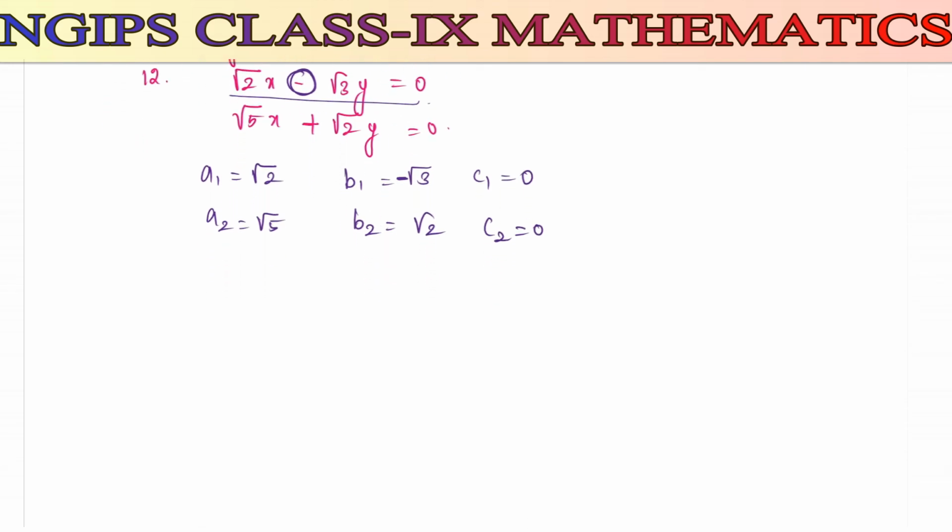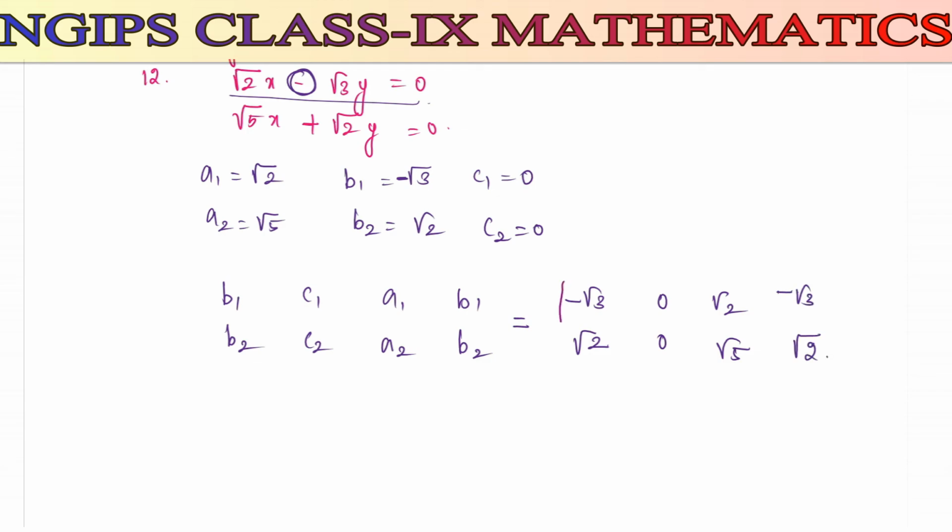The second step, you have to form the expression like this by using the values of x and y and also the constant terms. So b1, c1, a1, b1, b2, c2, a2, b2. Next we take the values: b1 is minus root 3, c1 value is 0, a1 value is root 2, root 5, and b1 value is minus root 3, root 2.